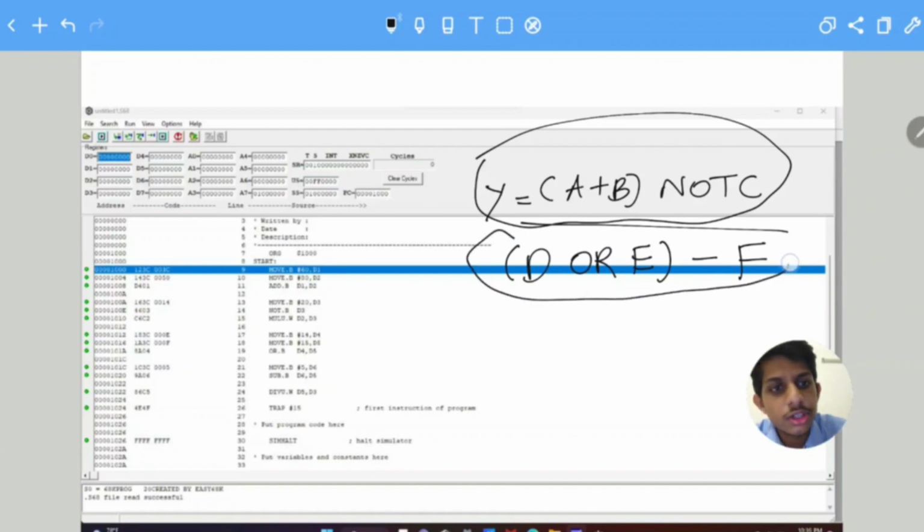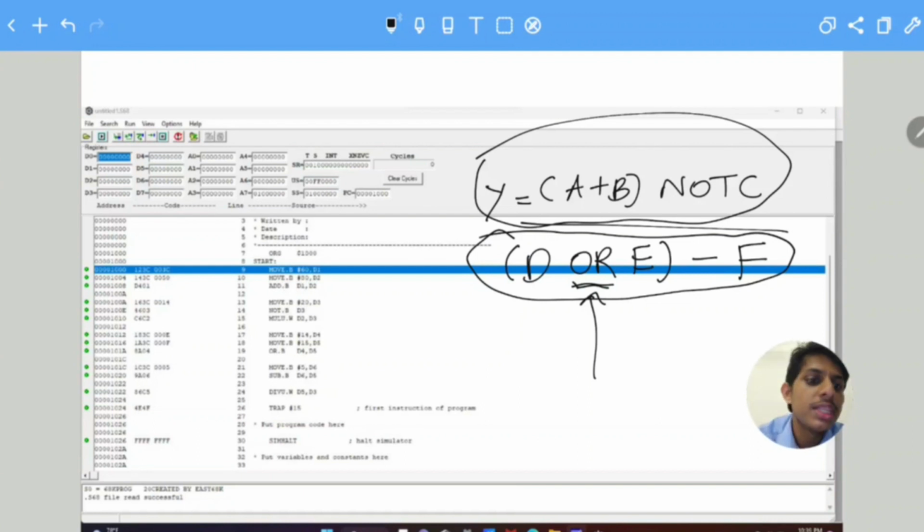First we must do D or E. So we have the operation OR. This is the operation, this is the operand. We must move the values D and E into specific destinations. So we move on to the solution. The solution is move.B #40,D4. It means I move the value D into destination 4.